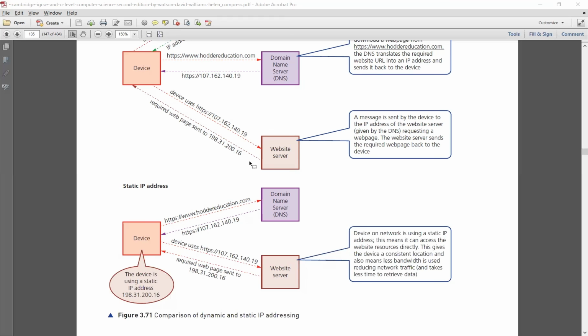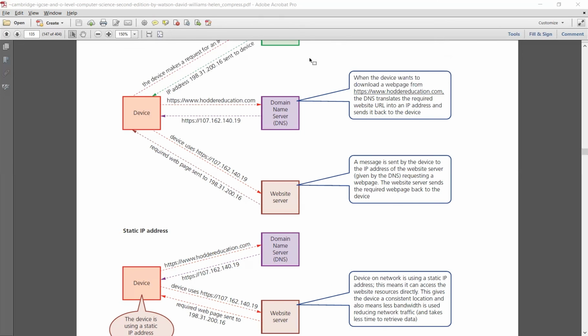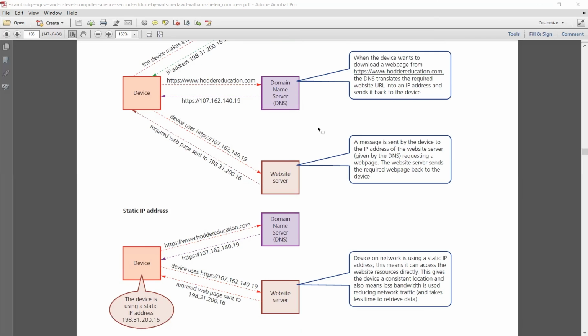So this is how the role of static IP and dynamic IP can be understood. And please just go through these diagrams thoroughly so that you can answer if it comes to the paper. Okay, understood? Okay, ma'am, inshallah.